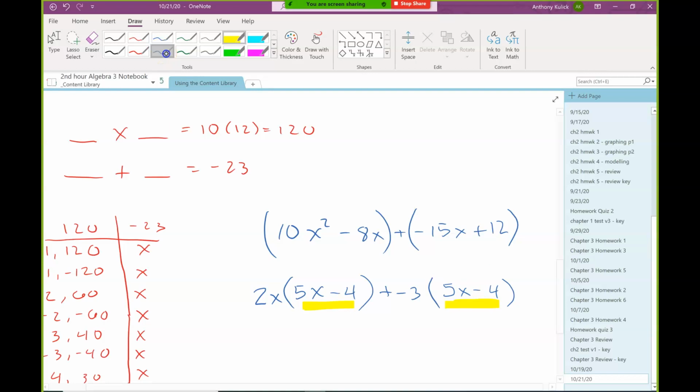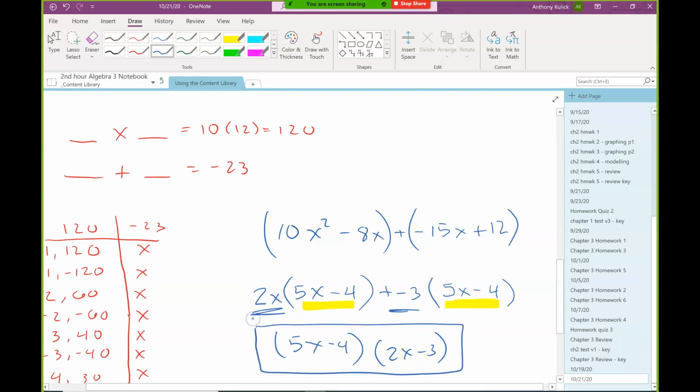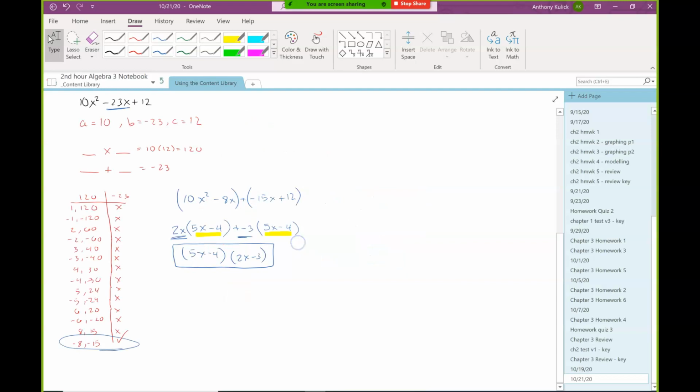Okay. So now I notice that there's a 5x minus 4 in common. So if I factor that out, I'm left with 2x minus 3. And we're done. Is that okay with you guys? So the hardest part, or maybe the most time-consuming part, is usually going to be finding the two numbers, right? After that, it's really the same length from there on out. Do we feel okay about this factoring process?